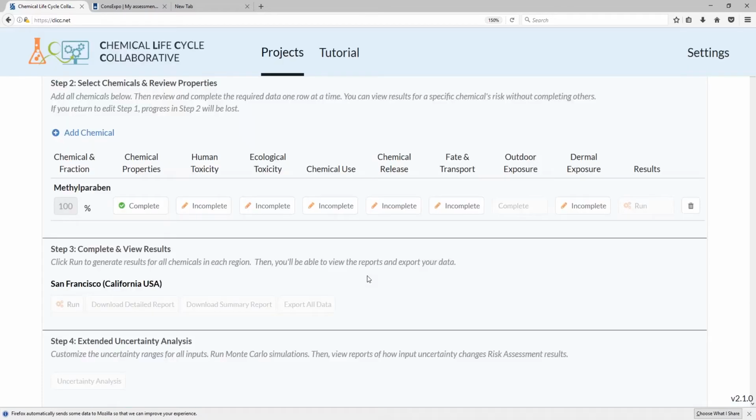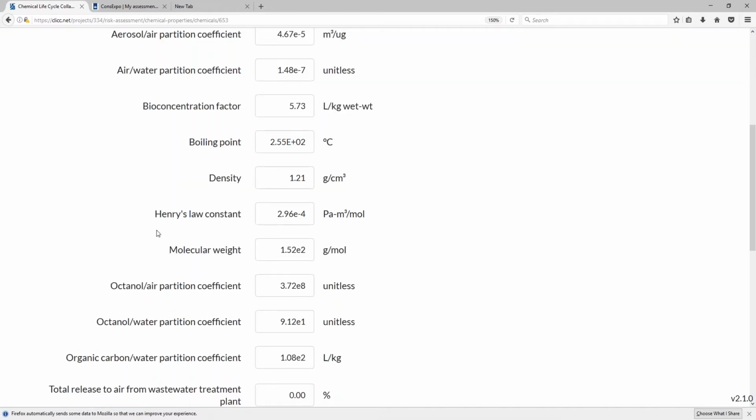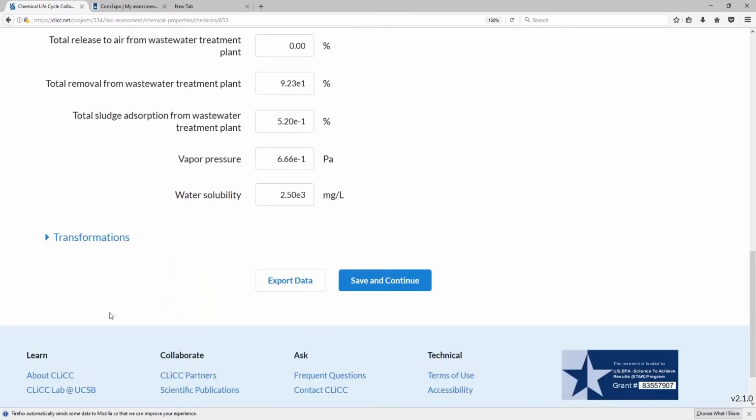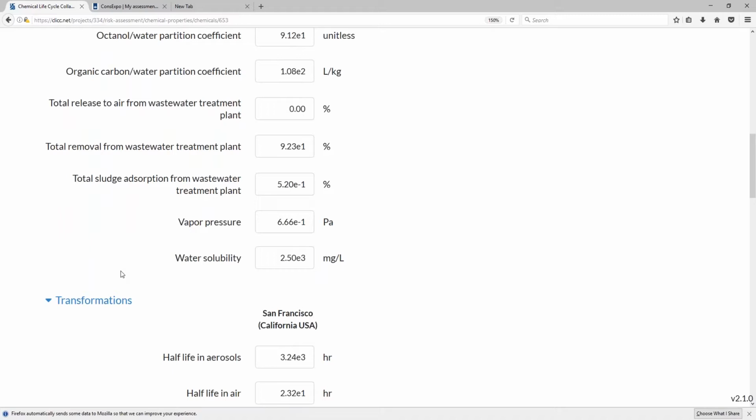I thought you had a question. From the parameters we were just looking at, which ones are potentially region specific? Many of these are not. We also have total removal from wastewater treatment plant. These could be region specific based on the typical level of wastewater treatment. Some regions have, for example, in the U.S., many are secondary and also tertiary, but in other parts of the world, it may not be. So you could modify this.